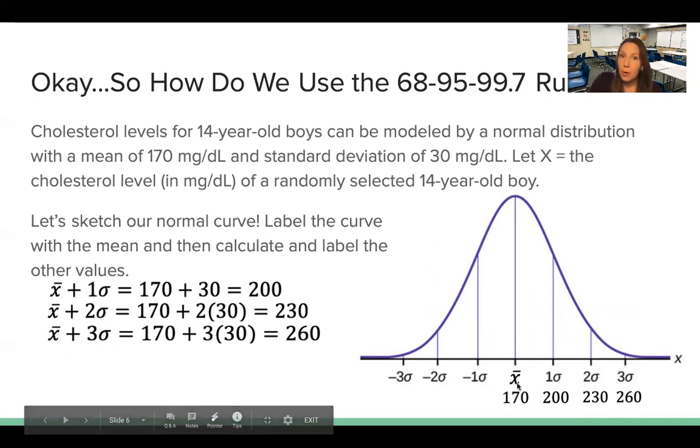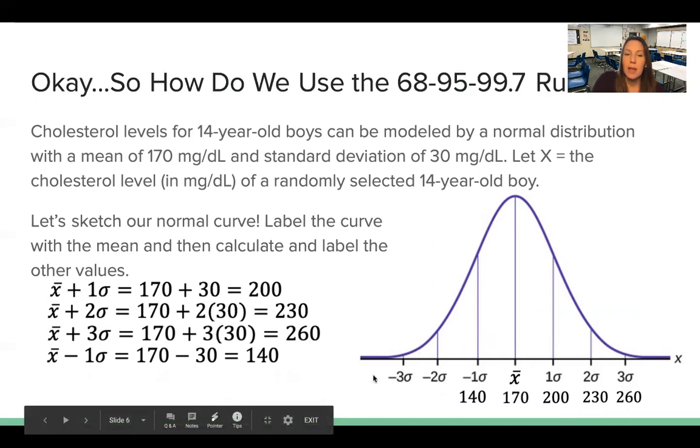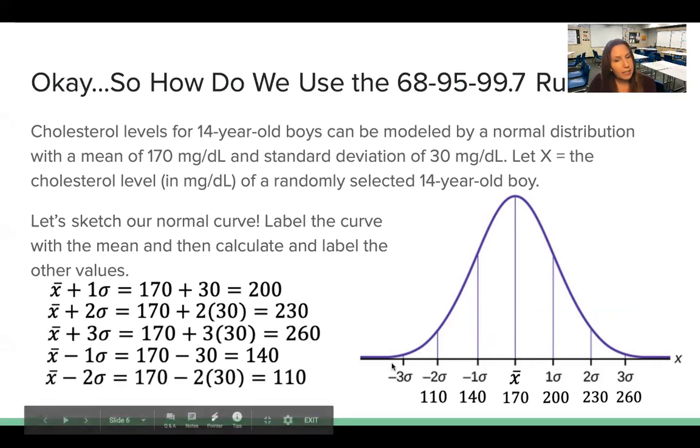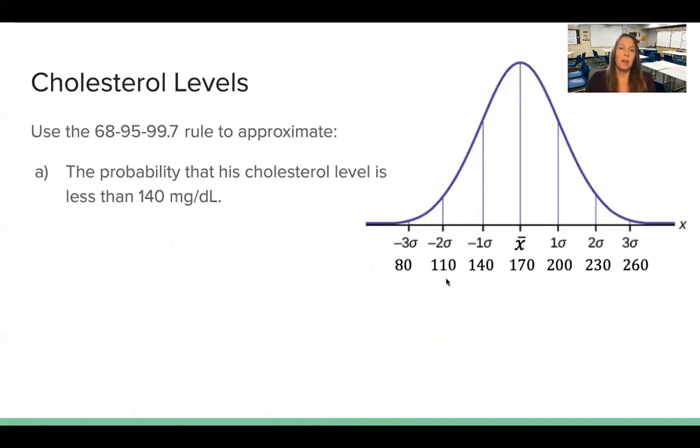Now I'm going to go ahead and work on the values that are below our mean. So for 1 standard deviation below, we're now going to subtract a standard deviation from our mean. So that will be 140. Then we'll have 2 standard deviations below, which will be 110, and then 3 standard deviations below will be 80. So now that we have our normal curve all ready to go, we can start answering questions about the different areas or the different probabilities on this distribution.